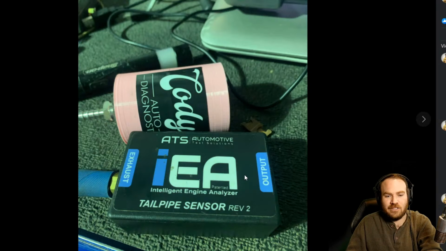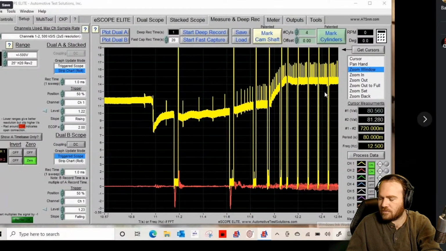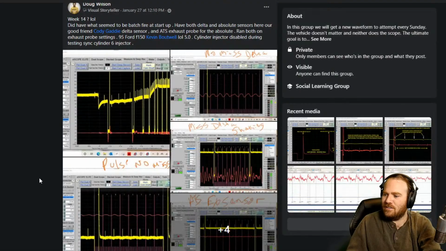And here are the 2 sensors that Doug was using. The pink breast cancer Cody Diag pulse sensor and the ATS tailpipe sensor. And now that I look at this waveform again, it's a little easier to identify that this is the injector control signal. So I should have realized that right from the start.